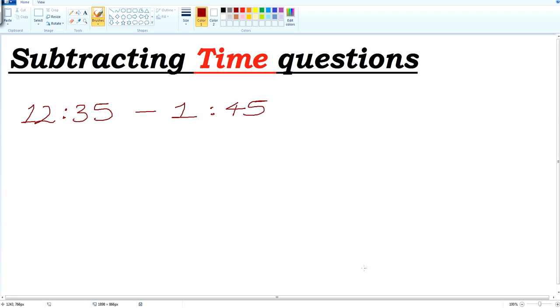We're looking at subtracting time questions. So it's not your standard questions. We have questions where we're going across the hour. For example, 12:35 is the time that you finish your lesson. Your lesson lasted for 1 hour 45 minutes. What time did it start?